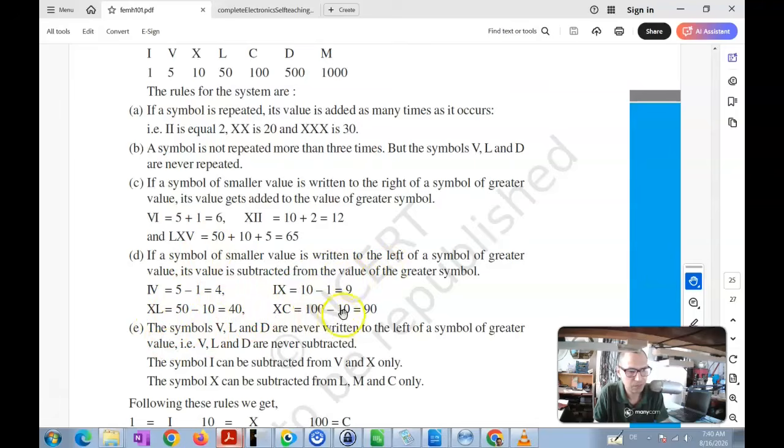Or for example, a 90 would be, so a C is 100, and X is a 10, so that's 100 minus 10, which is a 90. Okay.